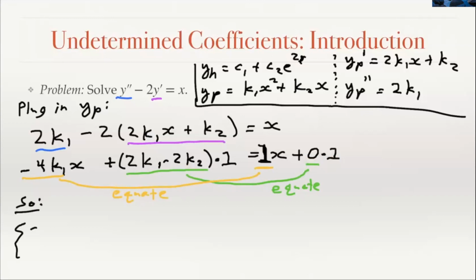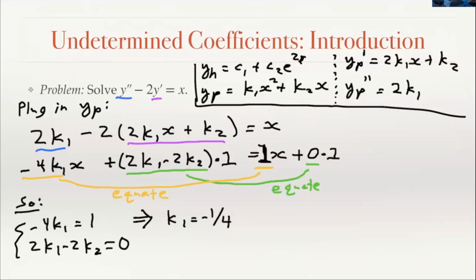So we have the system: negative 4k1 is 1, and 2k1 minus 2k2 is 0. From this first one, we don't need to do any elimination here, it's just k1 is negative 1/4. And from the second one, k1 is k2. And therefore, k1 is k2, and they're both negative 1/4.